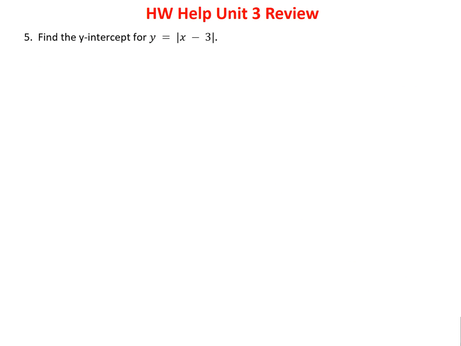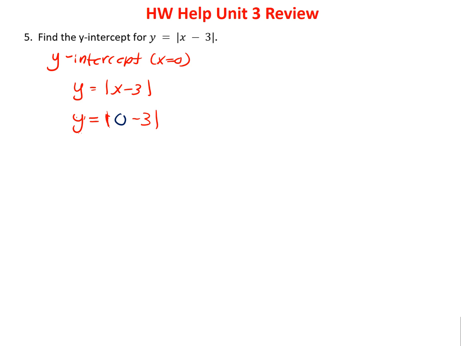Problem 5 asks me to find the y-intercept for this absolute value equation. Remember again, the y-intercept is where x equals 0. So I take this equation and I put in x equals 0. So I get y equals the absolute value of 0 minus 3. So I end up with y equals the absolute value of minus 3.